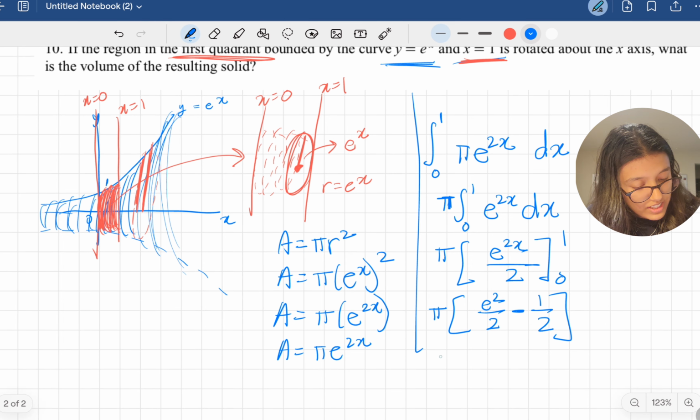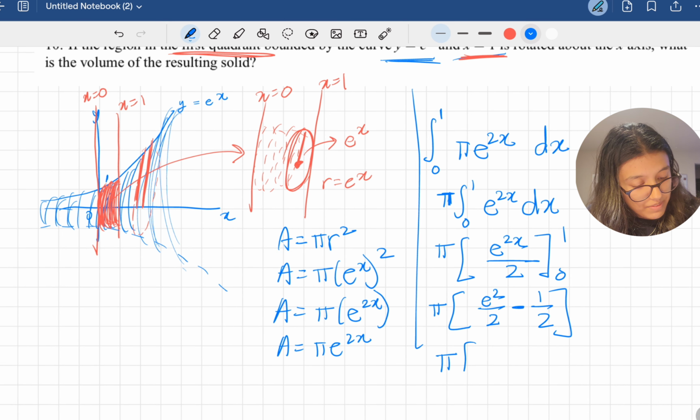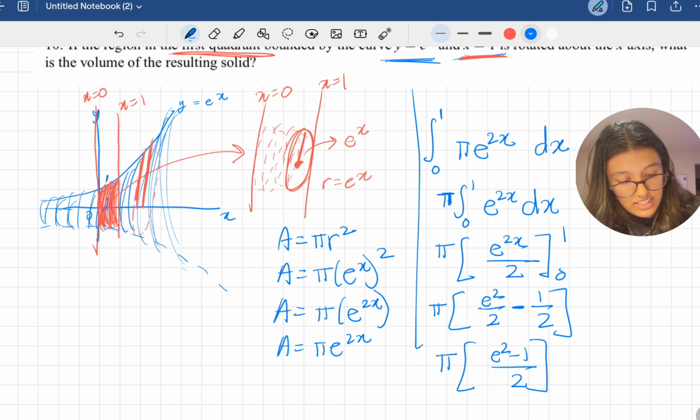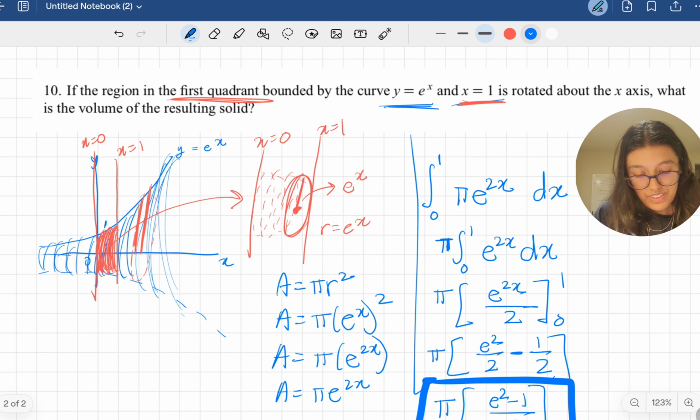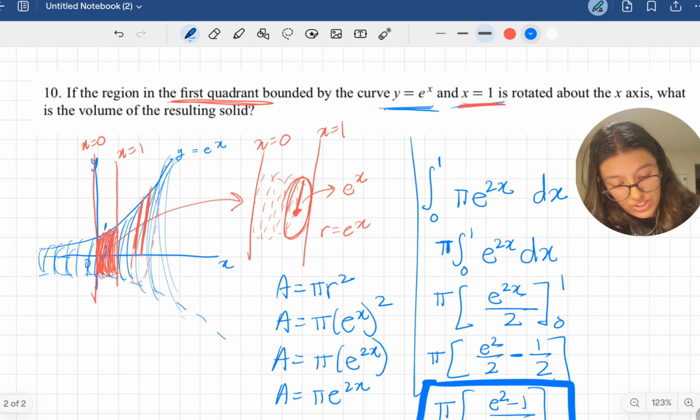And simplifying this, we get pi times (e squared minus 1) over 2. And that is the area. Let me just circle it. That is not the area. That is the volume of the region bounded by the curve e to the power of x and x equals 1 when it is rotated about the x-axis.